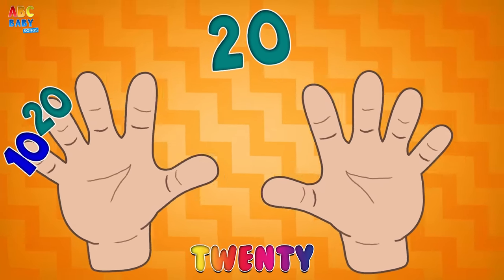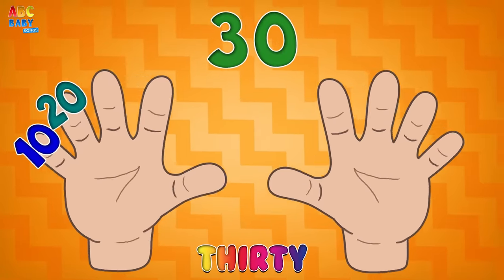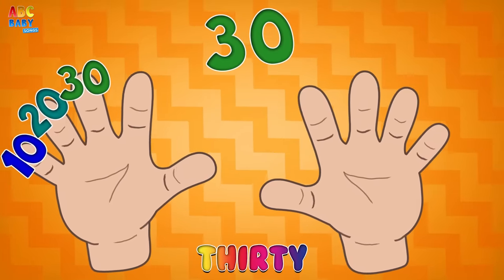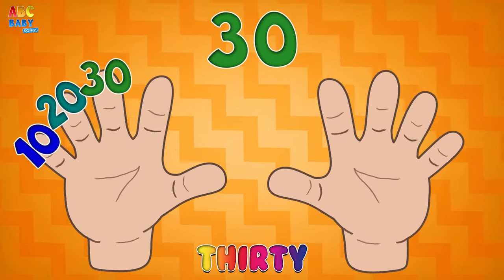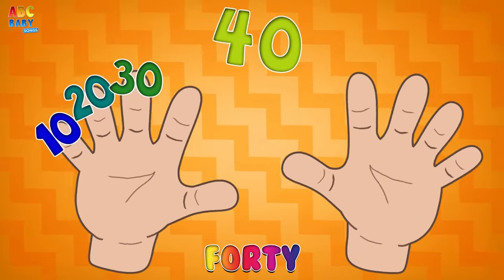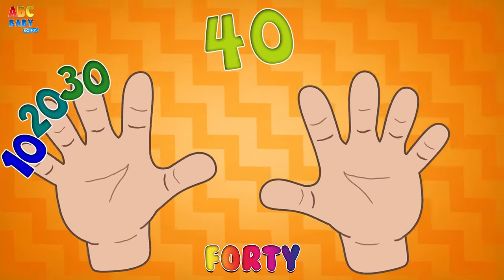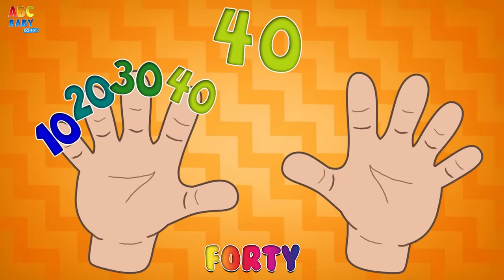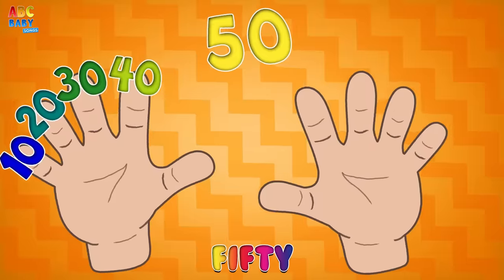Here I am, how do you do? 30, 30, where are you? Here I am, how do you do? 40, 40, where are you? Here I am, how do you do? 50, 50, where are you?